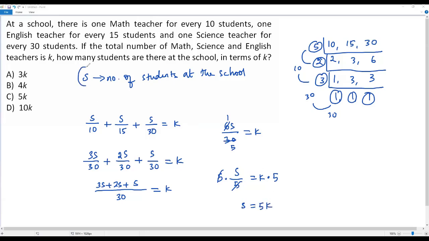So we know that s represents the number of students at the school. Now we have found the number of students at the school in terms of k. That is, the number of students at the school is 5k. We find this 5k in answer choice C. So the correct answer choice for this question is C, 5k.